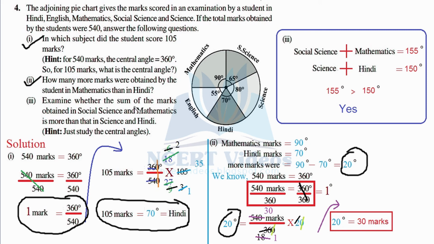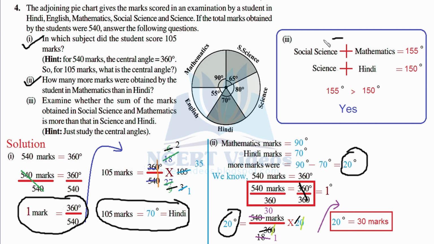Third part: examine whether the sum of marks obtained in social science and mathematics is more than that in science and Hindi. We will just write whatever is provided to us. So social science plus mathematics. It says social science plus mathematics, so we have its value over here. Social science and mathematics, just add them up. 90 plus 65 gives you 155 degrees. Also, it is asking us to compare with science and Hindi. So we have science and Hindi as 80 plus 70 degrees, which is 150 degrees.